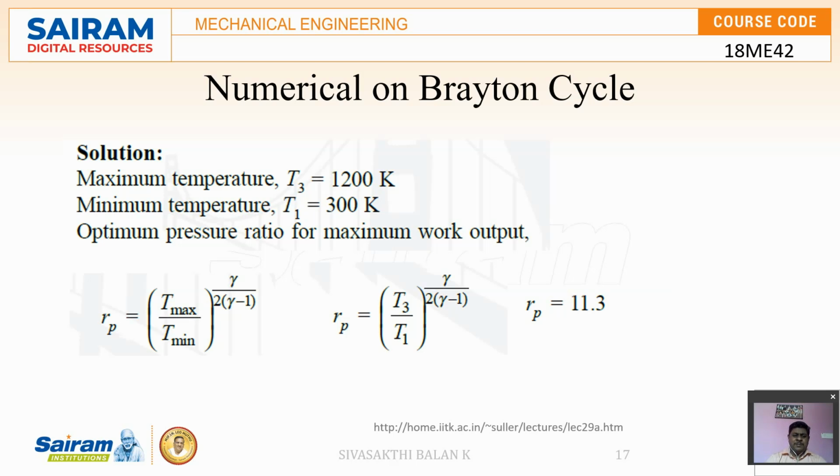The formula for the optimum pressure ratio was derived in the last video, and we are directly substituting the values now. The optimum pressure ratio RP is equal to the ratio of T max to T min, to the power of gamma divided by 2 into gamma minus 1. We know the values of T maximum and T minimum, and gamma is equal to 1.4. If we substitute all the values and calculate, we get 11.3. So the pressure ratio RP is 11.3. So we know the values of T3, T1, and the pressure ratio RP.